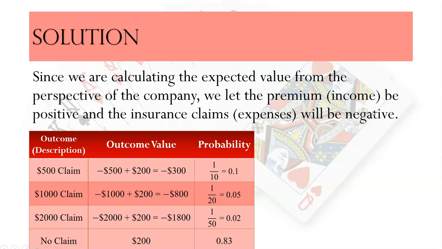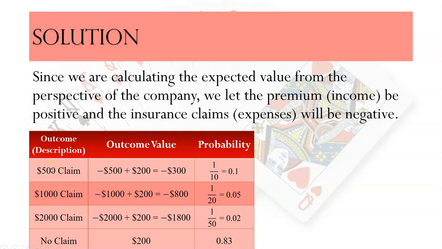Okay, so here is how we're going to set this table up now. We're going to use each of the claim values as the outcomes. When I set this up, I like to put a description first, which then helps me assign an accurate value. So from the company's perspective, one thing that could happen is that the individuals file a $500 claim.